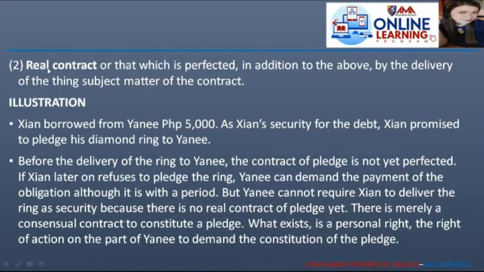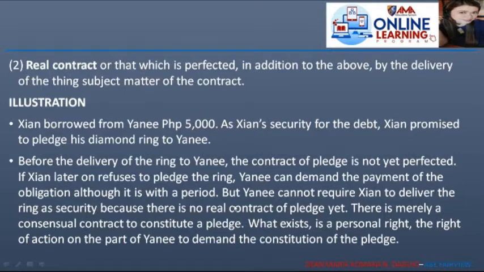So ito yung sinasabi dito sa real contract. So aside from meron silang consent, kailangan ma-deliver muna. So if Zian later on refuses to pledge the ring, Yani can demand the payment of the obligation although it is with a period. So anytime, pag hindi tinuloy ni Zian yung kanyang security of debt, no, for debt rather, ay pwede nang i-demand ni Yani ang kabayaran ng 5,000 pesos na yon.